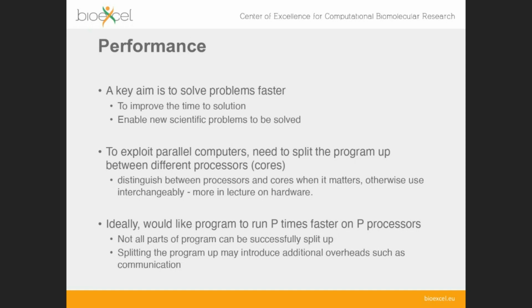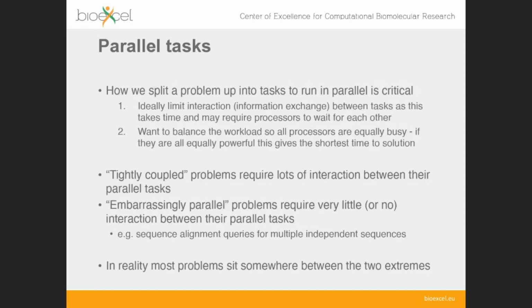How fast can we expect things to be? There'll be more about this tomorrow, but ideally, if we ran something on p times as many processors or p times as many cores, we would like it to go p times faster. That'd be great. However, not all parts of the work a piece of software is trying to do can be split up, and splitting up computational work may introduce some new overheads, some new costs, which can prevent reaching that ideal performance.